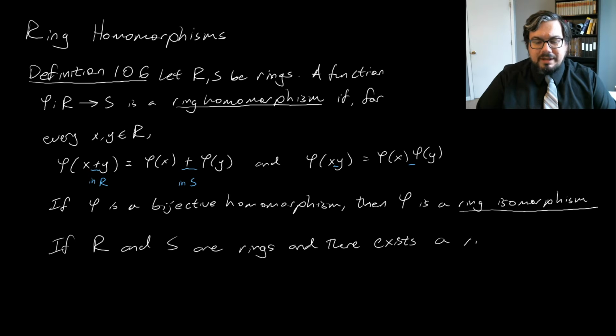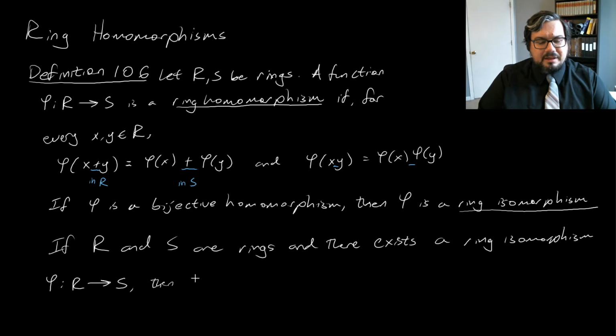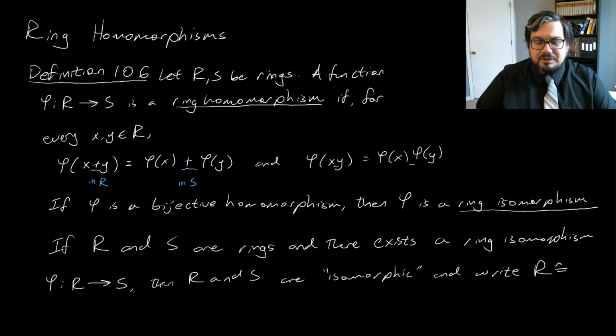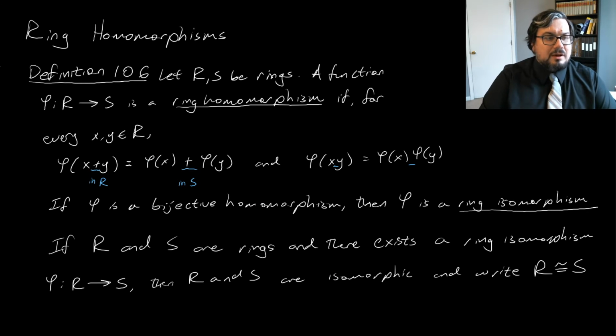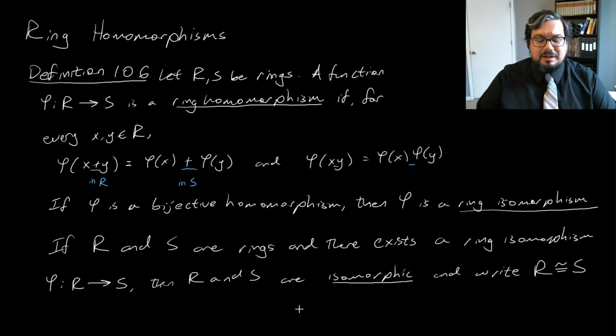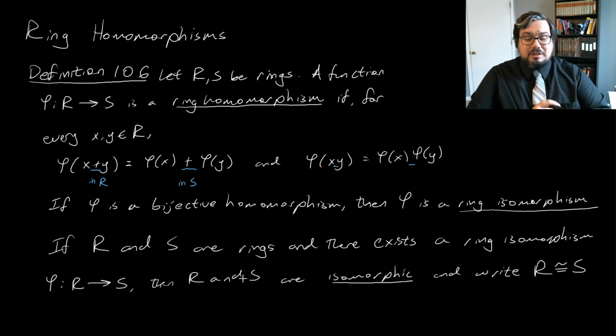If R and S are rings, and there exists a ring isomorphism phi from R to S, then we say that R and S are isomorphic, and we write that R is isomorphic to S. So we talked about groups being isomorphic to one another. Now we're talking about rings being isomorphic to each other.